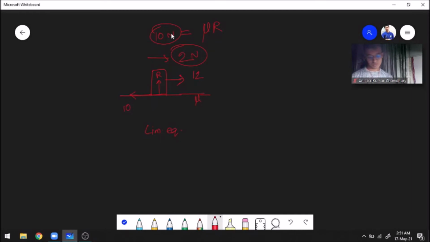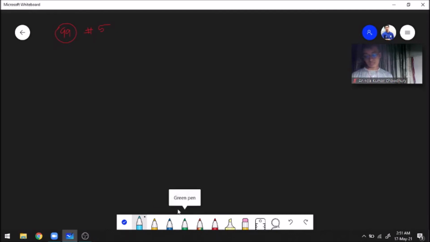Now we are going to move on to chapter review 5, page number 99, question number 5. The reason I've chosen this one is because there is a box, and we have forces on the top of the box and a force below the box. So this makes the entire situation very difficult.